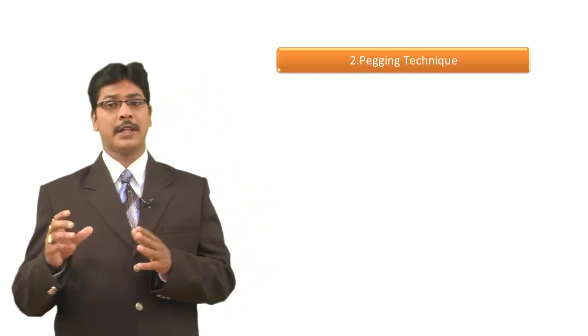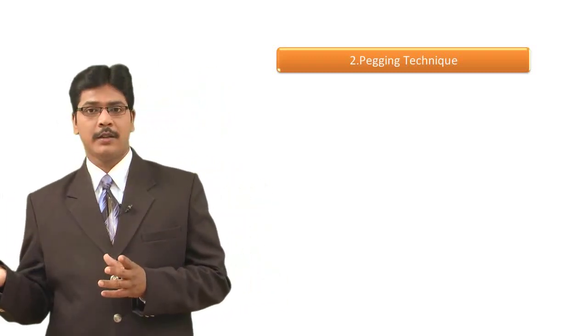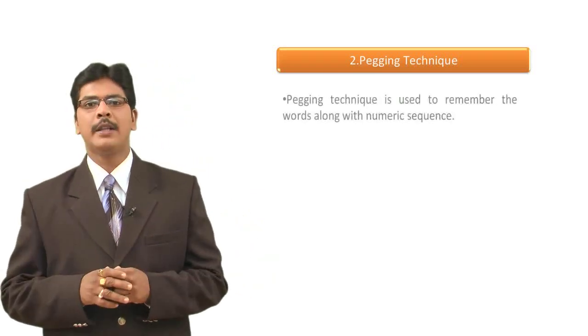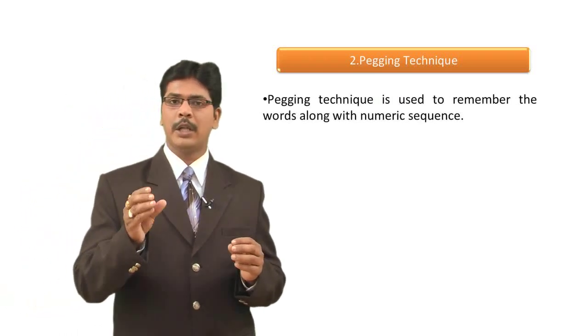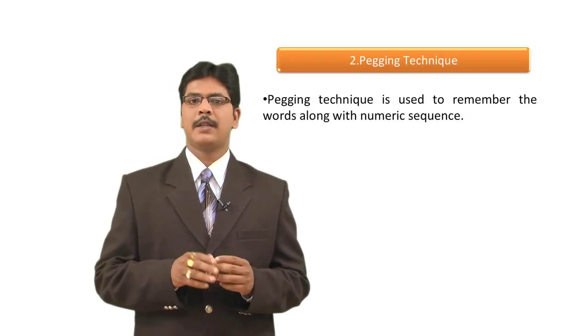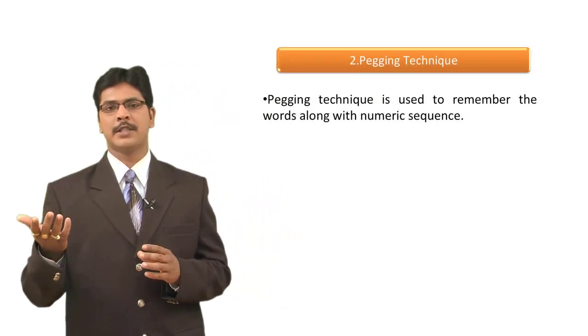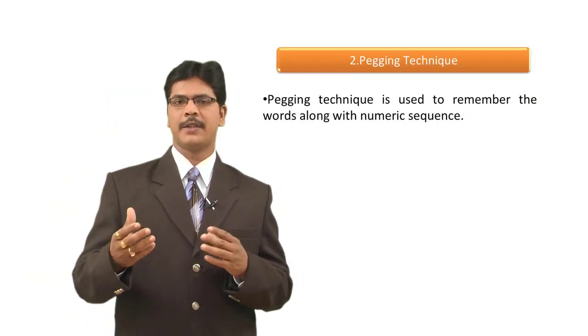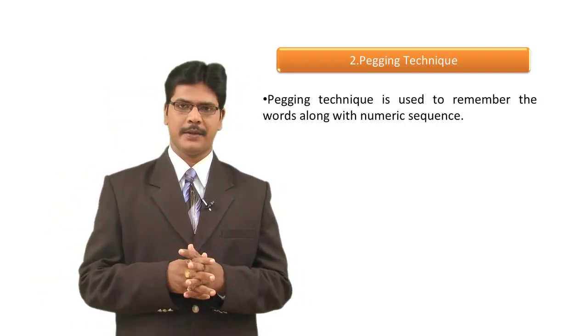And then suddenly somebody asks, what is number 15? Then we can't recall immediately. You have to go again in sequence. That's a kind of linear thinking. But using the pegging technique, we can even recall the word along with the numeric sequence. There are so many other applications of this pegging technique, but initially we will get started with the basics.